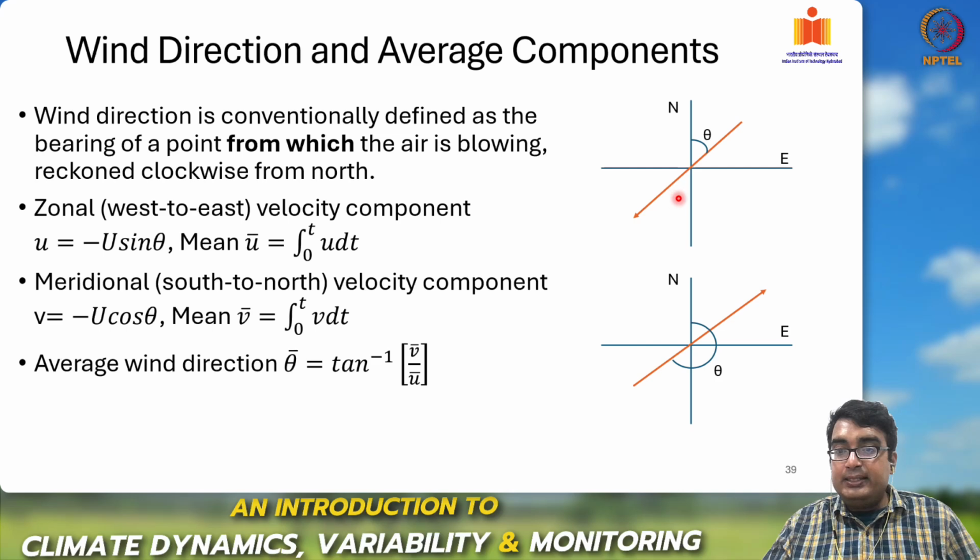This is theta, this is theta. So, this is u cos theta. This is 90 minus theta. So, this is sine theta. Alright. So, for this wind velocity, you can see that the zonal component is minus u sine theta and the meridional component is minus u cos theta. And the mean is the integral of this over a certain amount of time. Is this also holding for the other case?